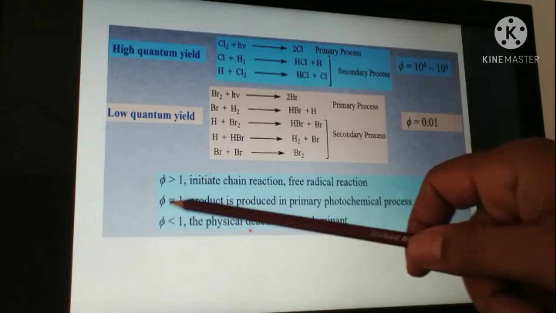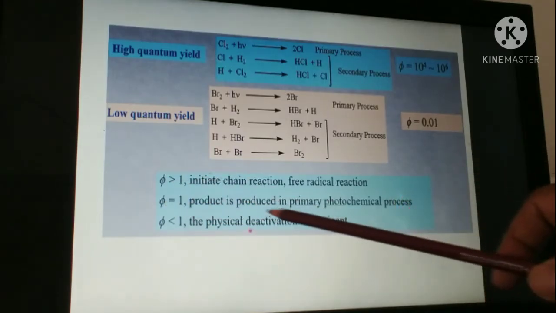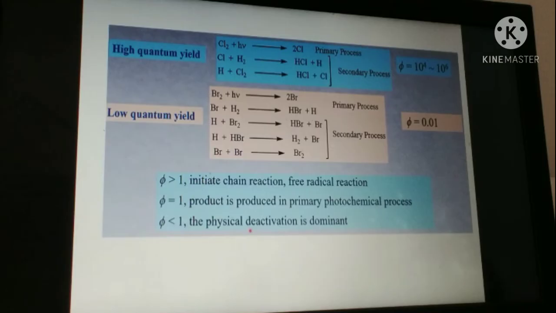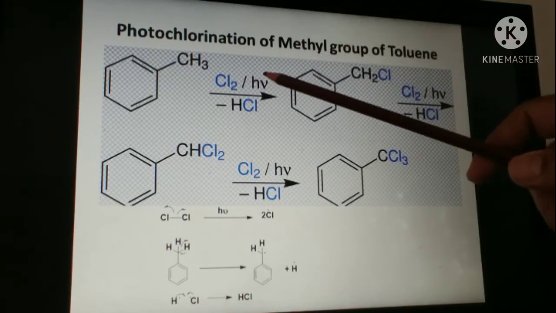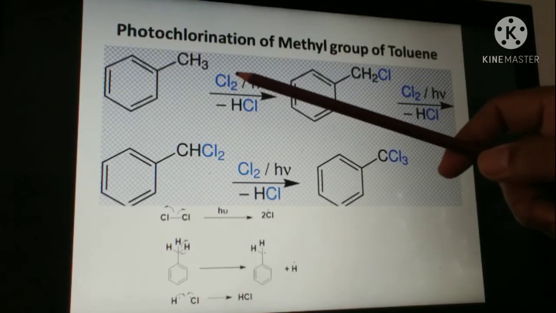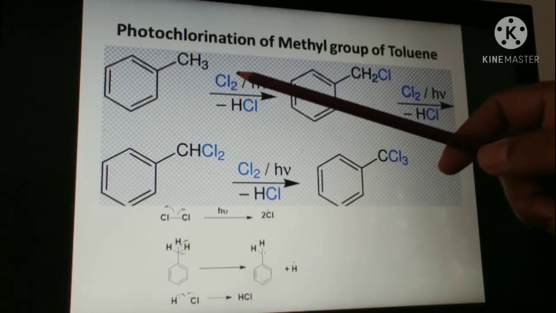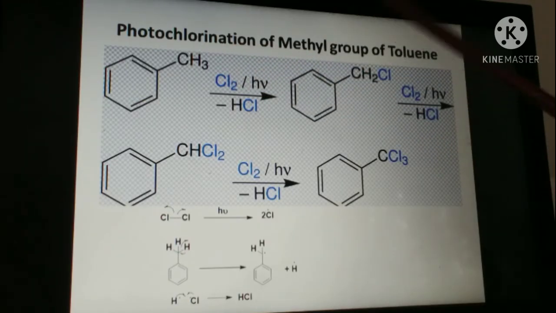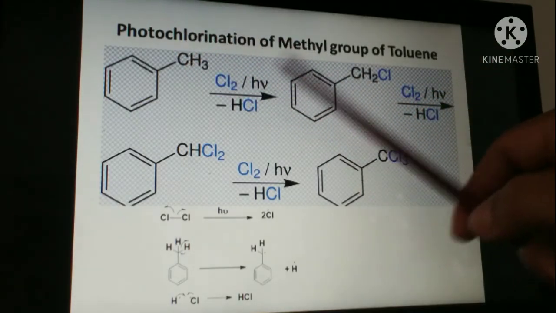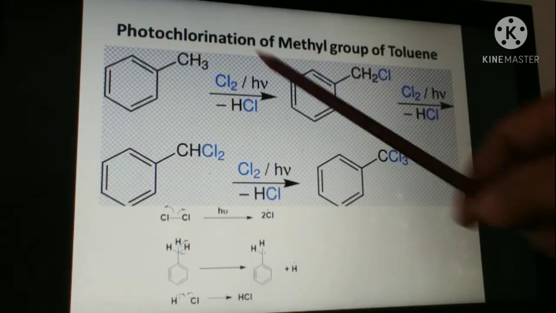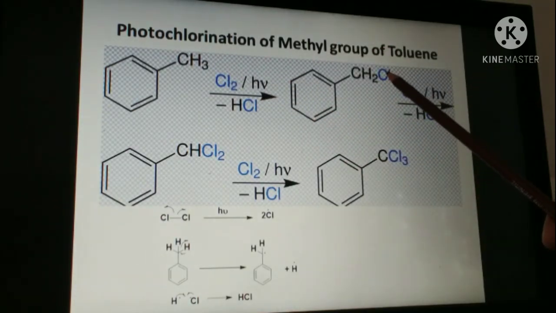But when the quantum yield is equal to 1, the product is produced in primary photochemical processes. So this is another example of a photochemical reaction. This is the photochlorination of the methyl group of toluene. So this is the primary process. When light falls on this chlorine molecule, it produces 2 chloride radicals. This chloride radical then reacts with this toluene to produce HCl and this monosubstituted chloride. One of the hydrogens is replaced with this chlorine atom.